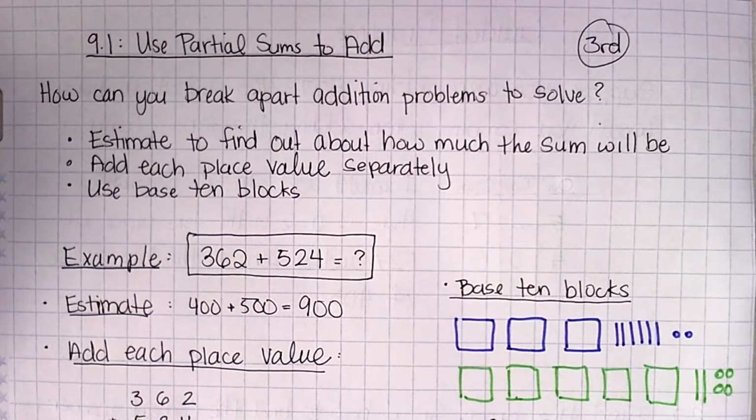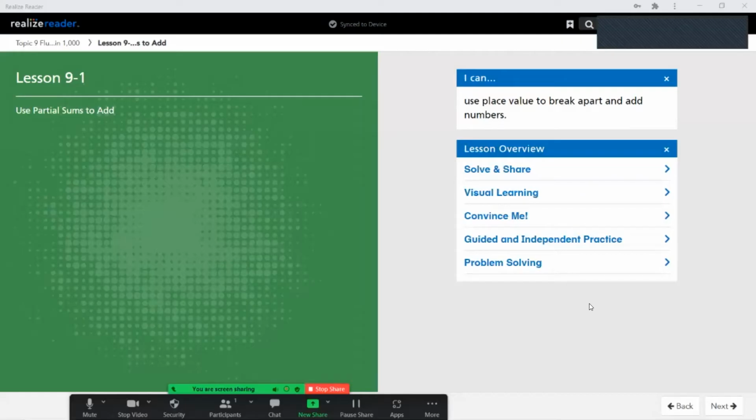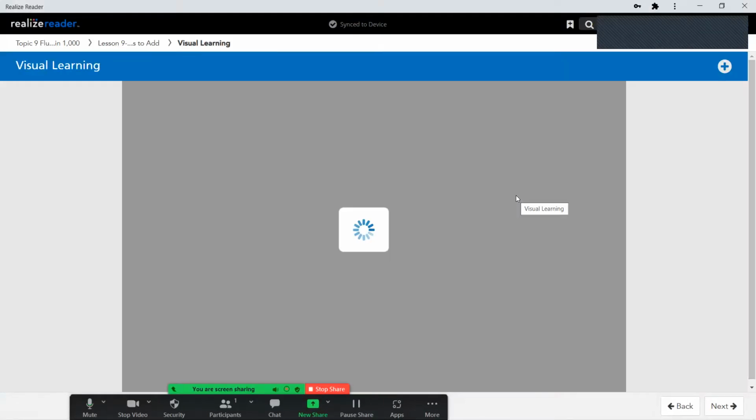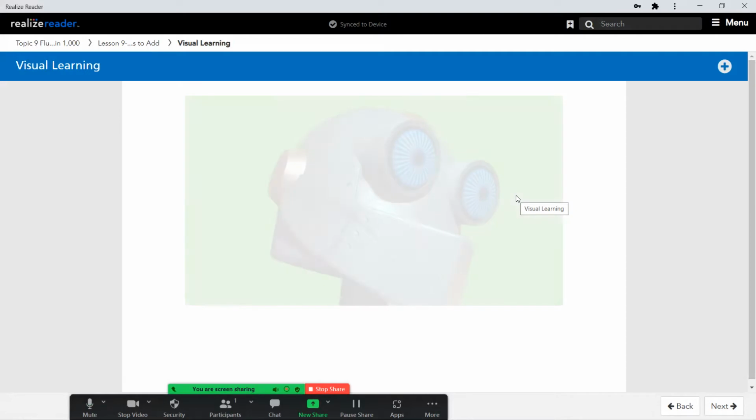We're going to be working on this lesson, which is going to be using partial sums to add. So what we're going to do is first watch our short lesson video, go over our notes, and then go over our guided practice. So let's go ahead and get started with that lesson video.